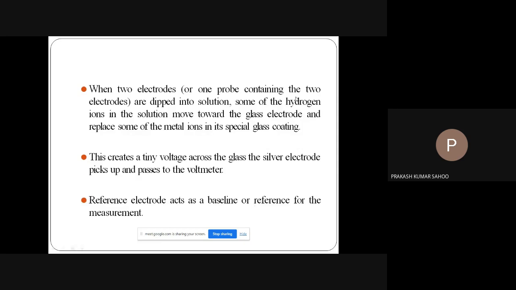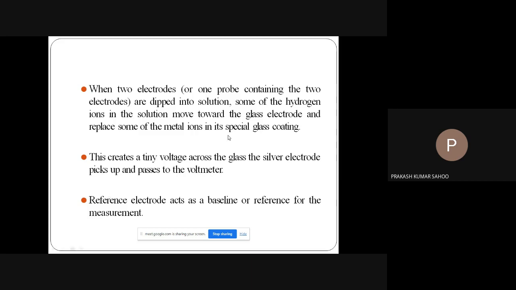When two electrodes, glass electrode and calomel electrode, are dipped in solution, some of the hydrogen in the solution moves towards the glass electrode and replaces some of the metal ion in the special glass coating. This creates a tiny voltage across the glass, which the silver electrode picks up and passes to the voltmeter. Reference electrode acts as a baseline or reference for the measurement. So the role of the reference electrode is only to standardize the instrument, that is, to cross check that the instrument is okay before our experiment.